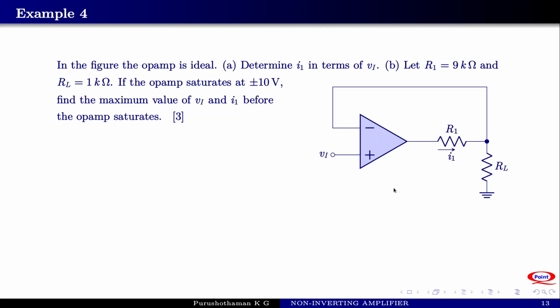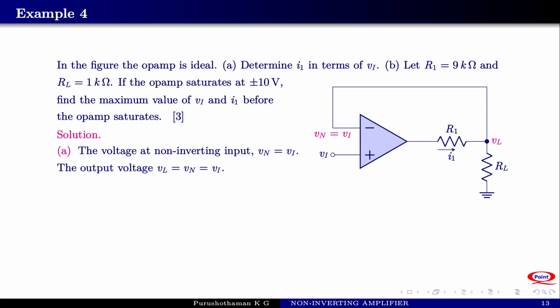Let us take the first case. Given the operational amplifier is ideal, Vi must be equal to the voltage at the non-inverting terminal, and the voltage at the inverting terminal is shorted to this point. So the voltage at this point must be equal to Vi. These are what we know. Vn is equal to Vi. The output voltage VL is equal to Vn, equal to Vi. So the voltage at this point also is equal to Vi.